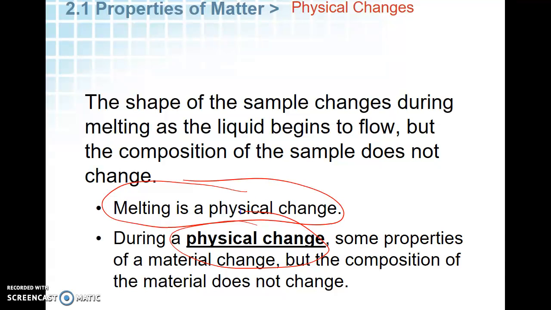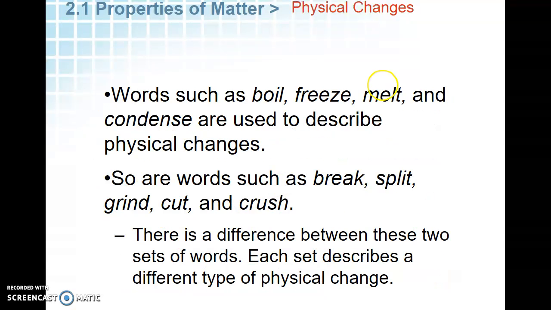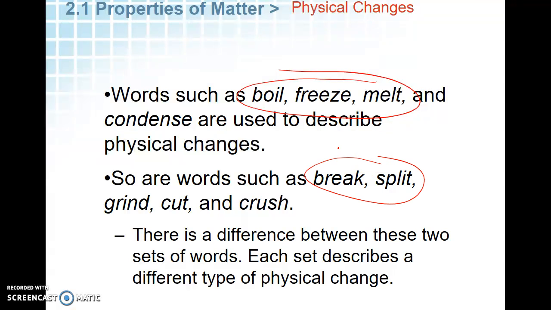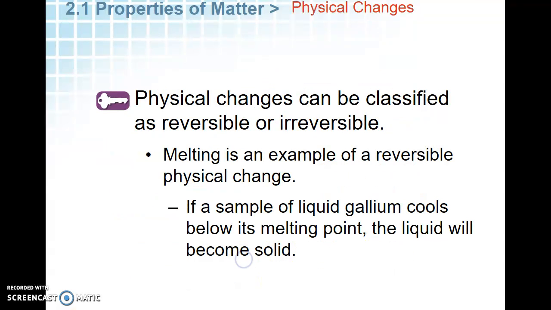A physical change is when some properties change, but the composition doesn't change. What that means is it's still gallium. It's still whatever it is. When we melt ice, it's still water when it becomes liquid. So boil, freeze, melt, those are physical changes. Break, split, grind, cut, and crush also are physical changes. Anything that doesn't change what it is. It may change the appearance, but it doesn't change chemically what it is.